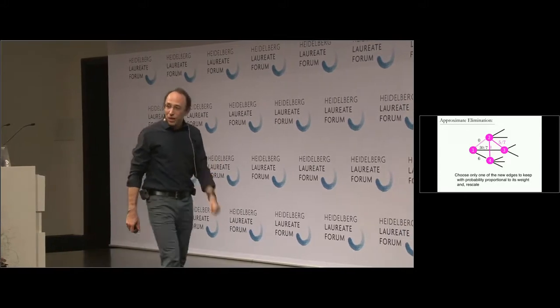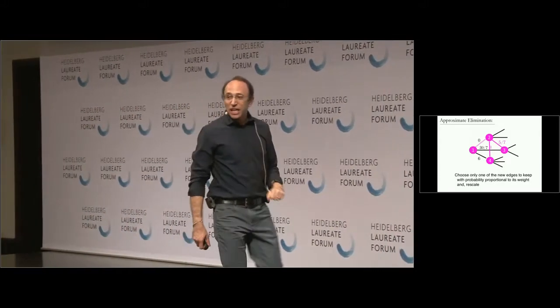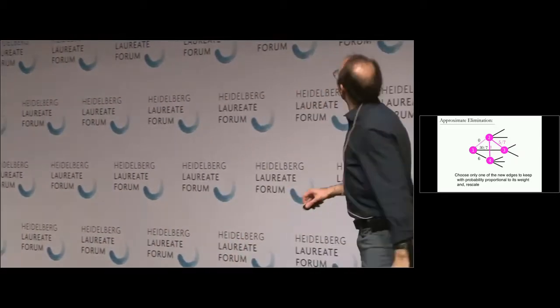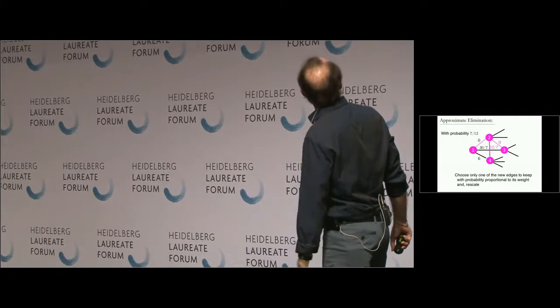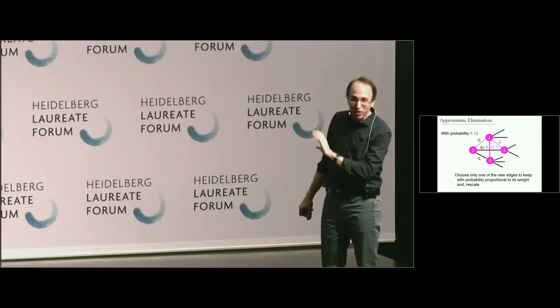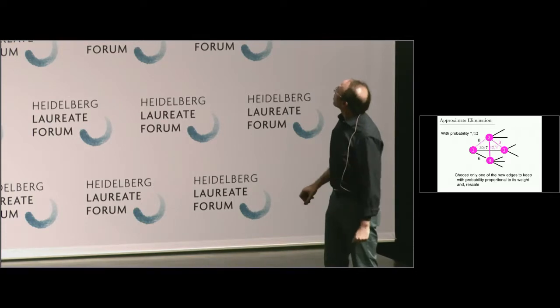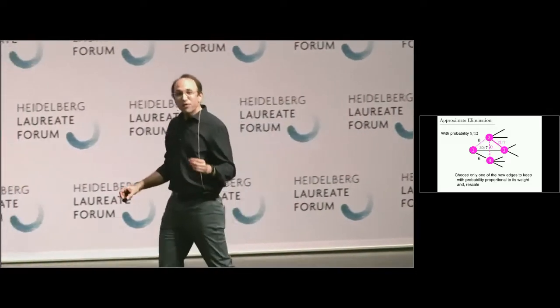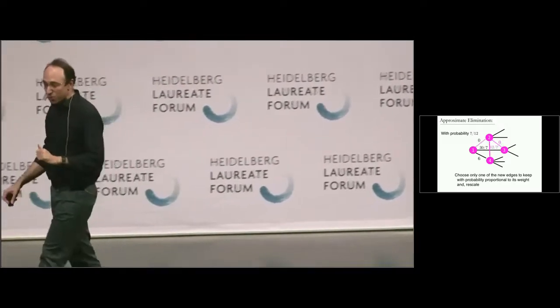I've added 2 new edges there. We're only going to keep one of them. How do I choose it? I choose it with probability proportional to its weight. So with probability 7/12, I choose the edge of weight 1, and I round up its weight and I get rid of the other. Or with probability 5/12, I choose the other edge. So of the edges we've added, we only keep one, with probability proportional to its weight.